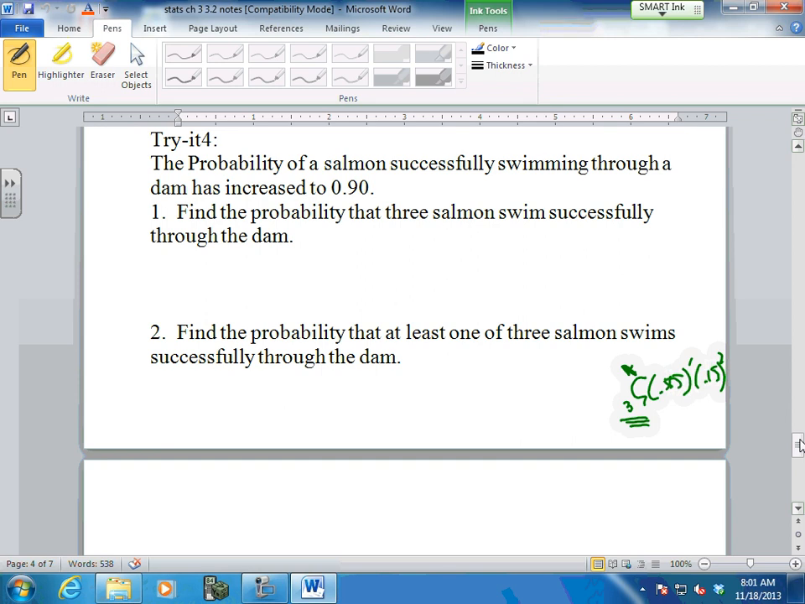So the probability that a salmon swims through has now increased to 0.90. How do I set this up? What's the probability that three salmon swim successfully through the dam? 0.9 times 0.9 times 0.9, or 0.9 cubed. And what did you get? 0.729. Okay, thank you. Find the probability that at least one salmon successfully swims through.